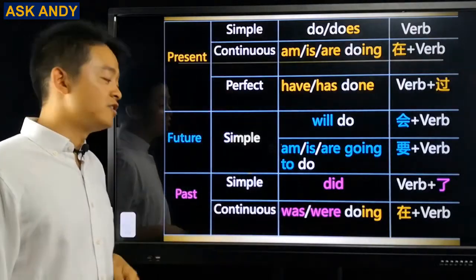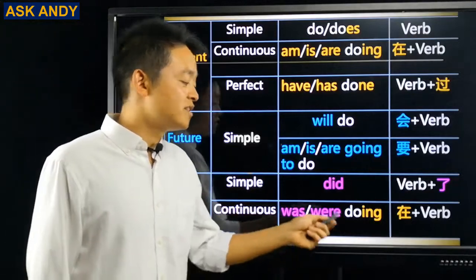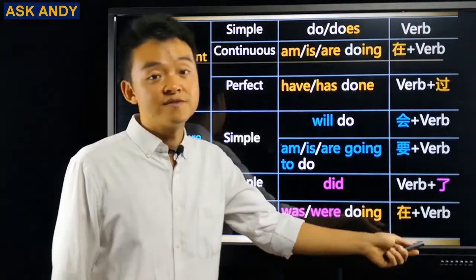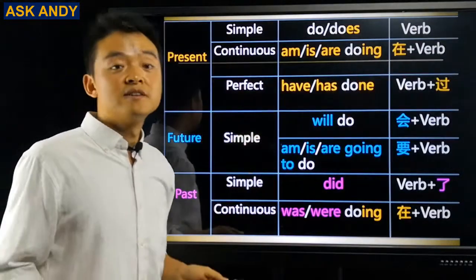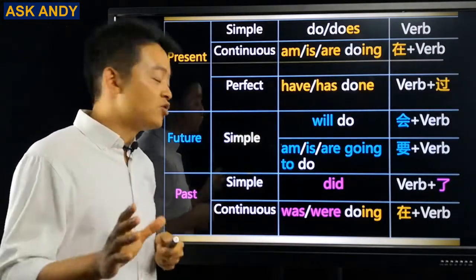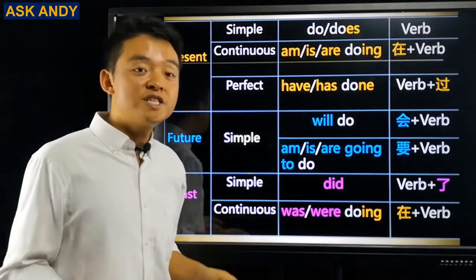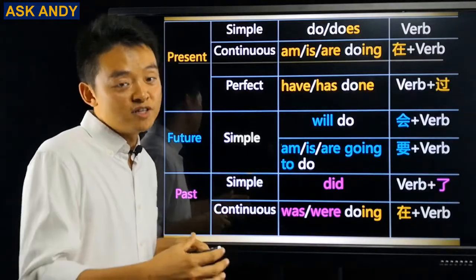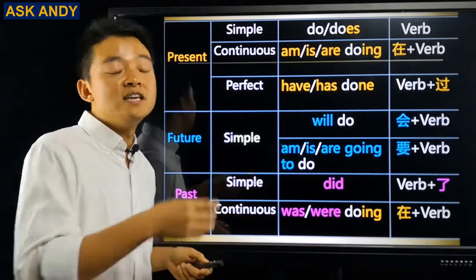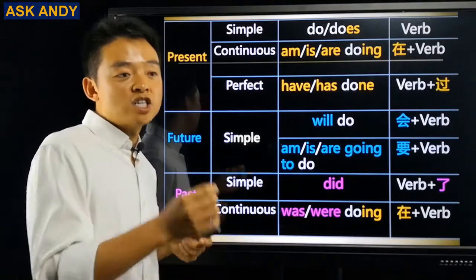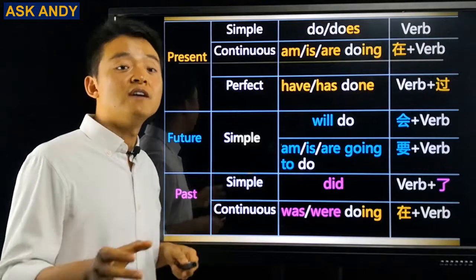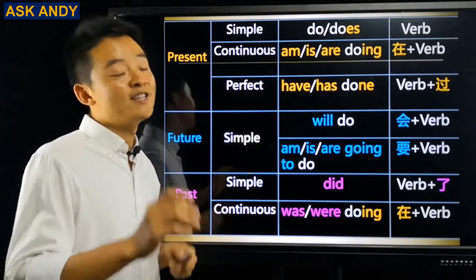And then for past continuous tense, was, were, doing. You can see 在 plus verb. That's the same with 在 plus verb, like present continuous tense. But you need to remember, for past continuous tense, we should have the time words for the past tense. Like in the example, yesterday at 10 a.m., 昨天上午10点. We should have those time words showing it's in the past.